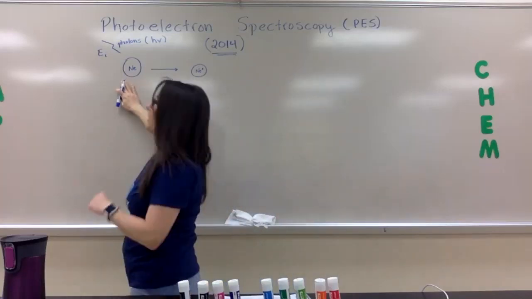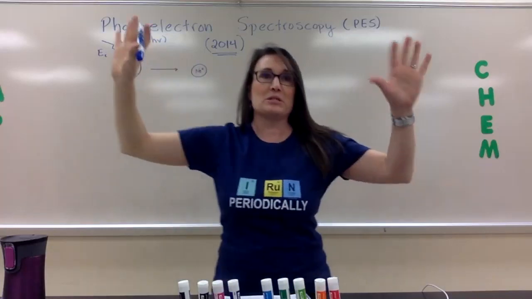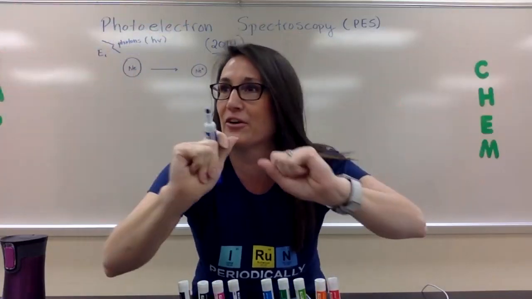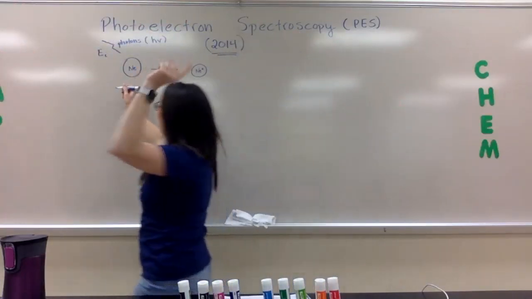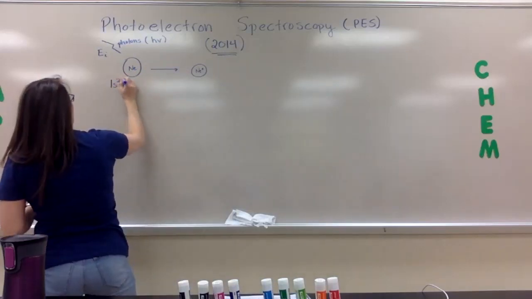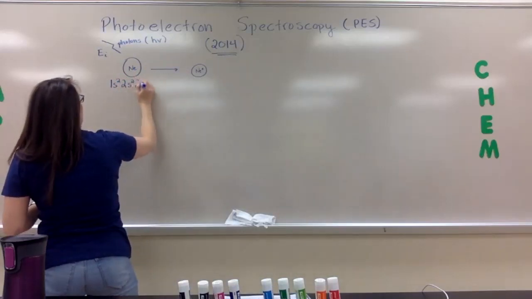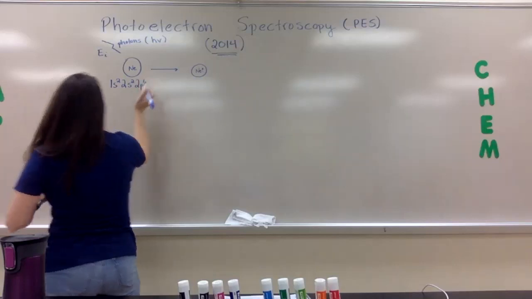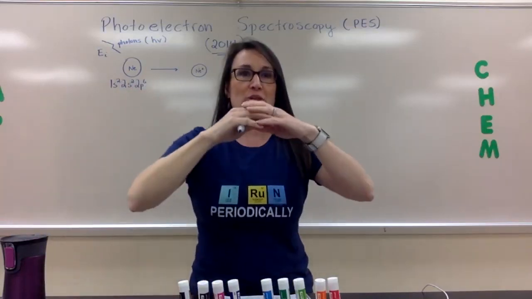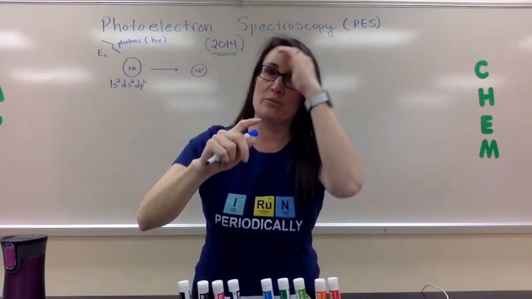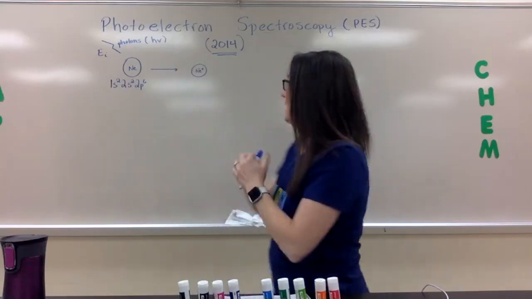So what would be the configuration? I'll just see if they can do it loudly without me telling them. So what's neon's configuration? 1s2, I heard it. 2s2. 2p6. Oh, 2p6, okay? So those are the electron placement. We will go over quantum theory after this and periodicity to tie it together.